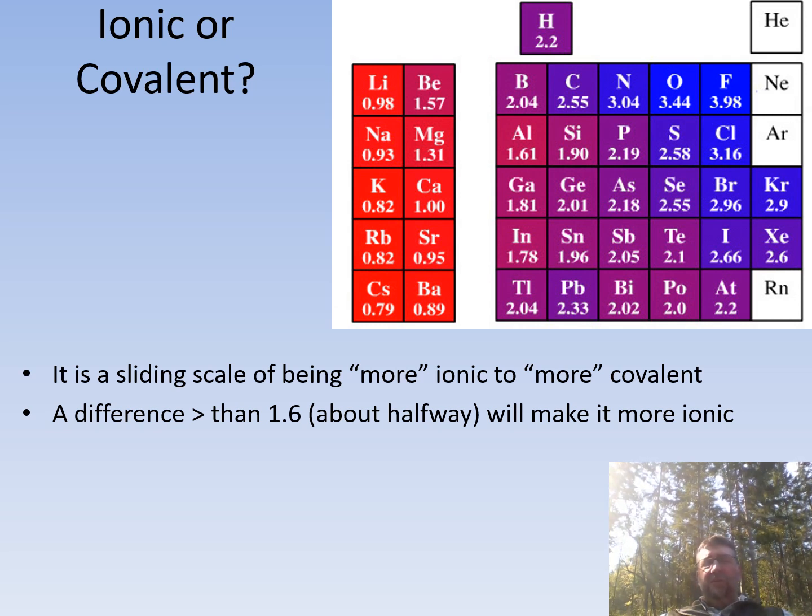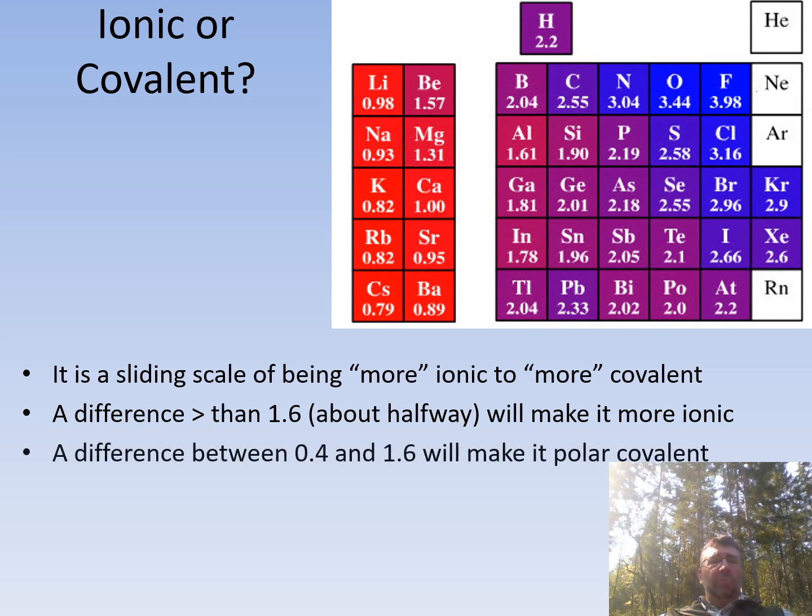There's no definitive, like you're now ionic, you're now covalent, but rather we describe it as more ionic or more covalent because it is this sliding scale. So we generally say that when the difference between the electronegativities of two atoms is greater than 1.6, we say that it is an ionic bond.